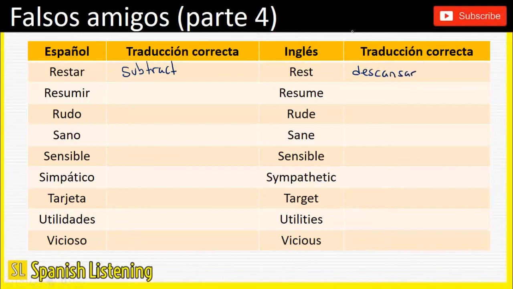Descansar. Okay, so this is how the drill goes. I would like you to do the rest of this exercise. Complete the table with the correct translations of these words, both in Spanish and in English. Pause the video now and resume it when you finish.